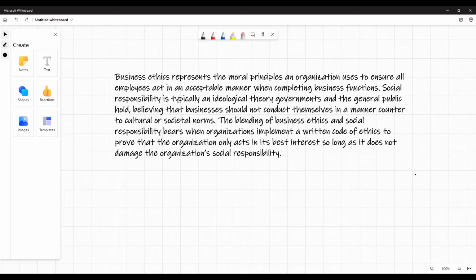The blending of business ethics and social responsibility bears when organizations implement a written code of ethics to prove that the organization only acts in its best interest so long as it does not damage the organization's social responsibility.